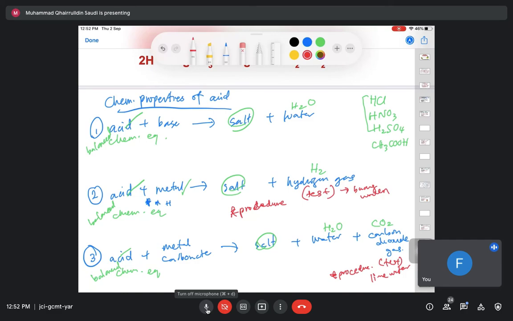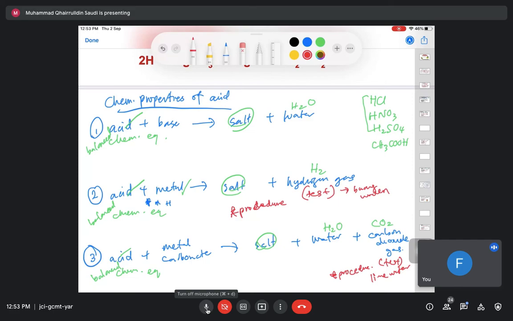Second, you should know how to write down the balanced chemical equation for all the chemical properties of the acid. Third, you should know how to write a simple procedure on how to react acid and metal. Fourth, you should know how to test for hydrogen gas. Fifth, you should also know how to test for carbon dioxide gas. That is all that you should know. Most of it is the chemical equation part, the balanced chemical equation part.